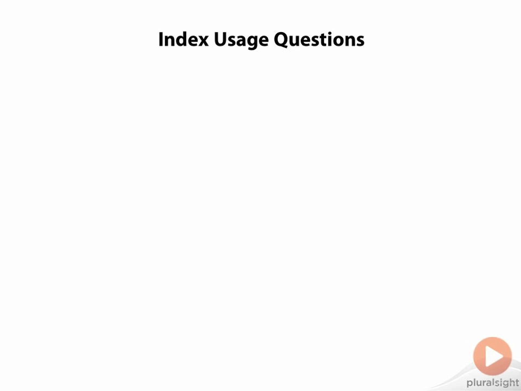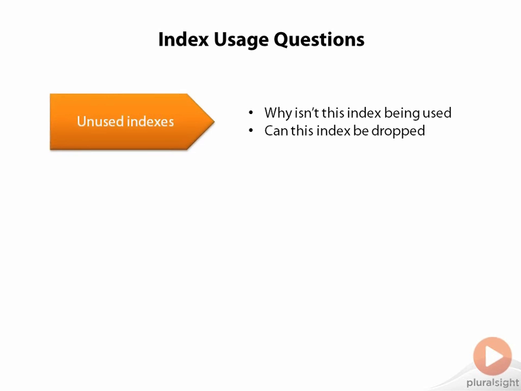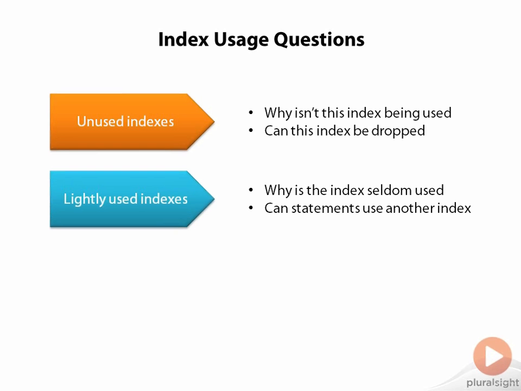From this data, there are a number of items we can look at. First, we can look for indexes that are not being used by any execution plans. Those are indexes that we want to understand why they aren't being used and investigate further. Second, we can investigate what I call lightly used indexes. These are indexes that are only used by one or two statements, and maybe those statements only run a handful of times during the day.